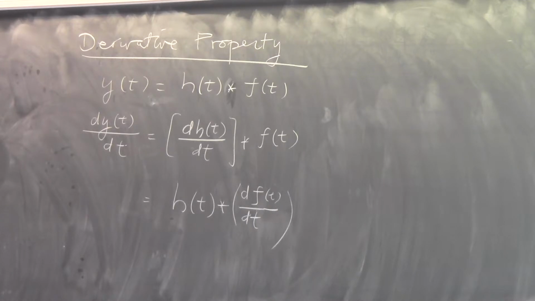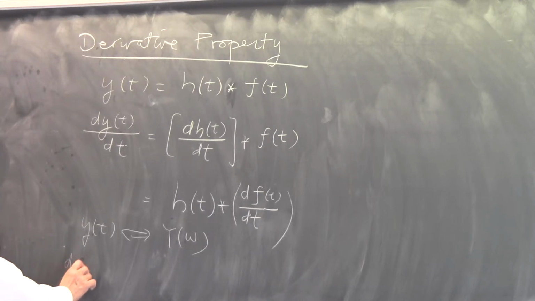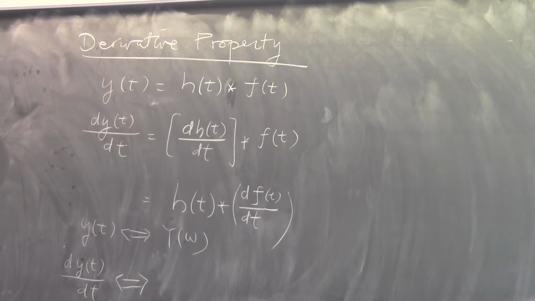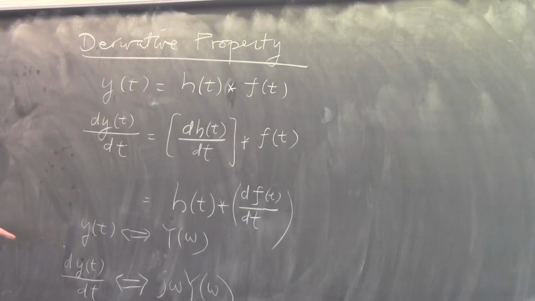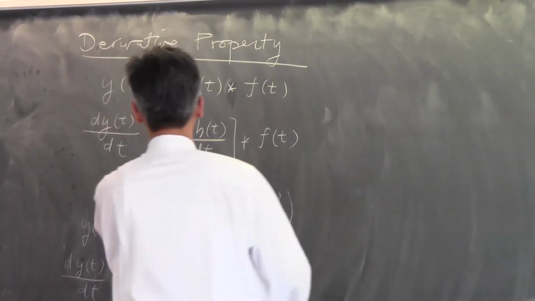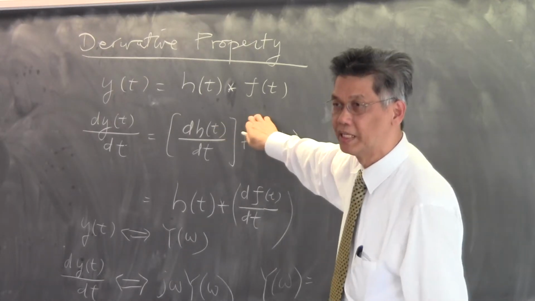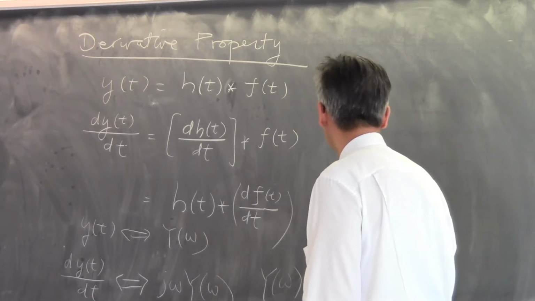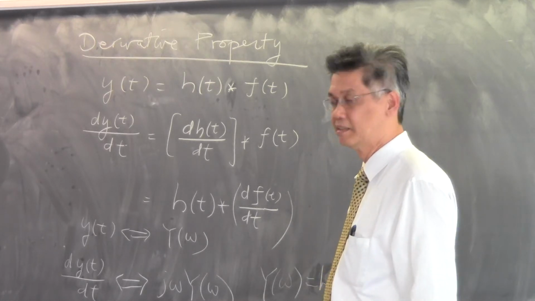I can prove this by using the Fourier transform property. If y of t Fourier transforms to Y of omega, what does dy/dt Fourier transform to? j omega Y of omega. So the left hand side is just equal to that. From the first line, what do you know Y of omega to be in terms of H of omega and F of omega? It's just the product, H of omega times F of omega. This is true from the first line. Let's see if we can prove that the second and the third line are correct.